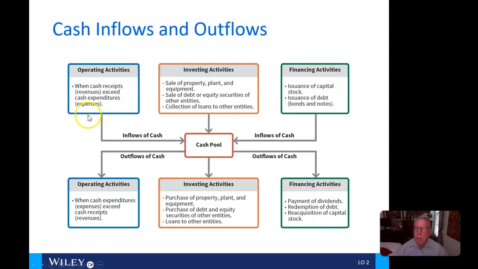Okay, so here's some summaries of that. Our operating activities include the cash receipts of revenues and the cash expenditures, the expenses. Again, current assets, current liabilities, investing activities as shown, and financing activities. And here's our inflows of cash generally, and then our outflows. When the cash expenditures exceed cash receipts, then we have an outflow of cash.